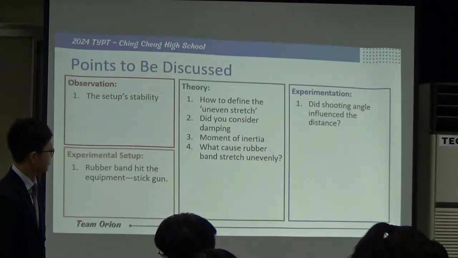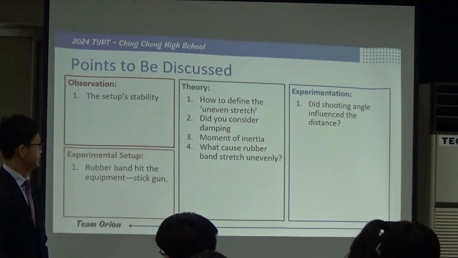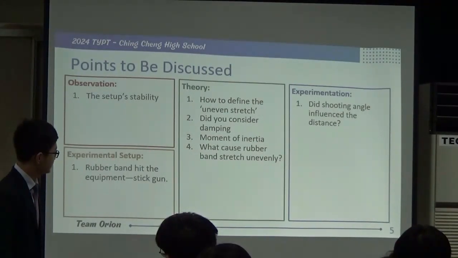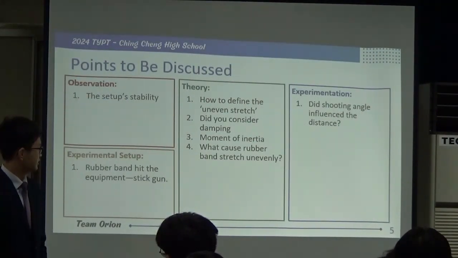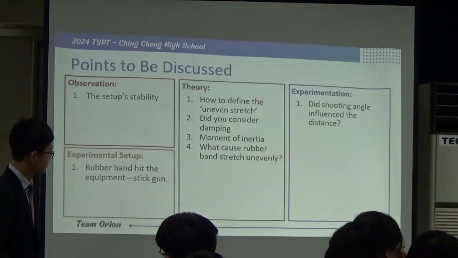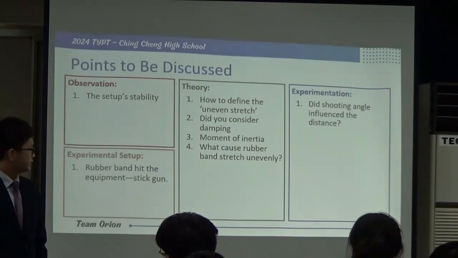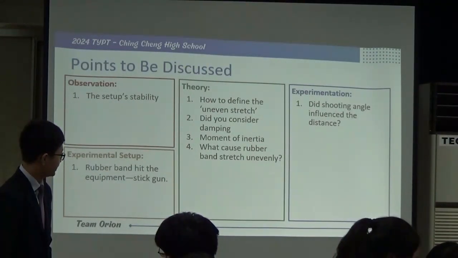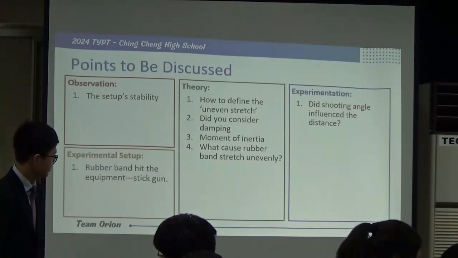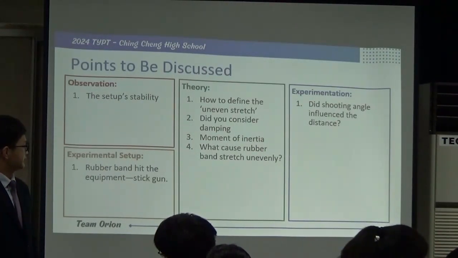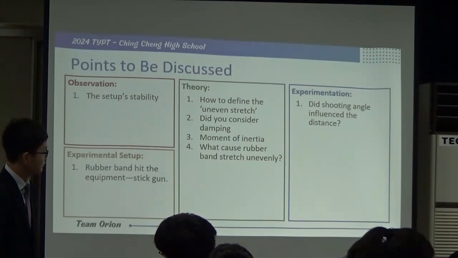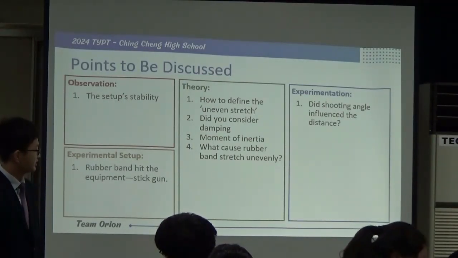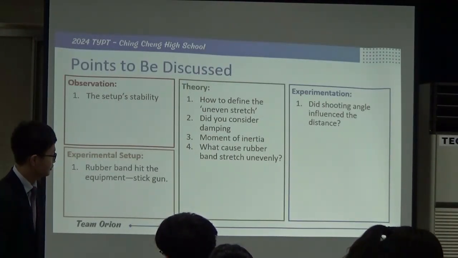About theory, how do you define the uneven stretch, and second, did you consider the bending, and how do you measure the moment of inertia, and how do you catch the rubber band stretching unevenly. And about experimentation, the shooting angle influences the distance.